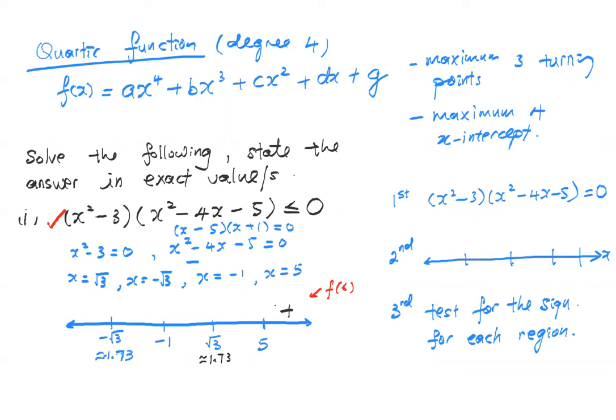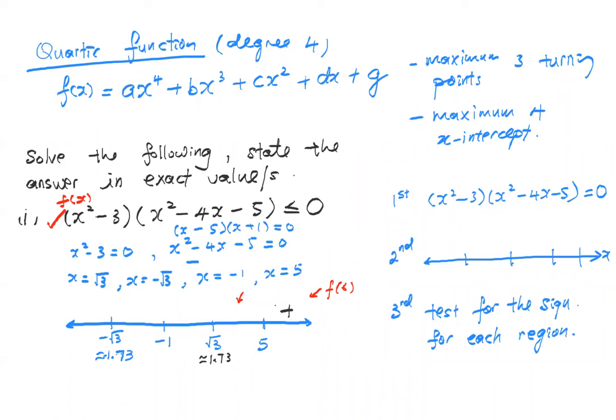By the way, this is my fx. Your fx is this one, the one I tick in red, okay? This is your fx. Okay, do you get positive? Yes. So can someone suggest what should the value I take to test for this region 2?